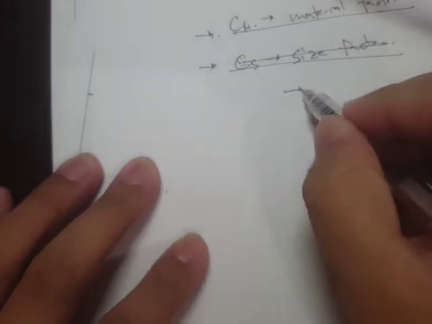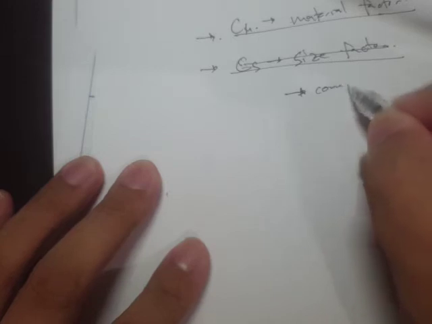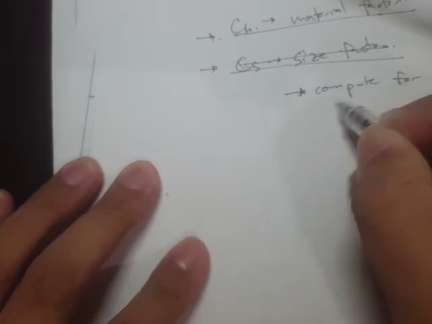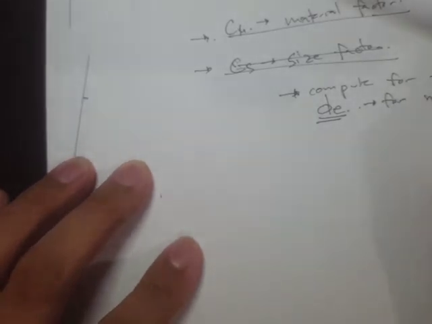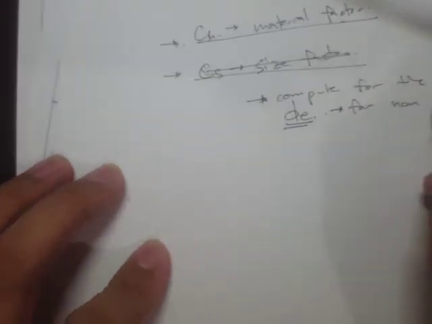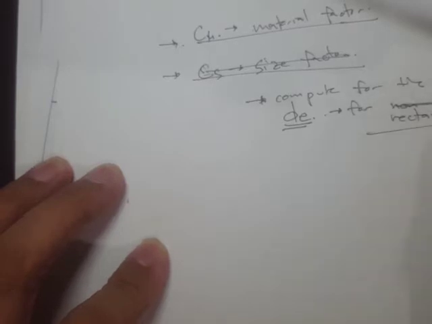what if we don't have a round section? What if we have a rectangular section? Then we have to compute for the equivalent diameter, d sub e, for non-round objects, or let's say for rectangular sections, right?